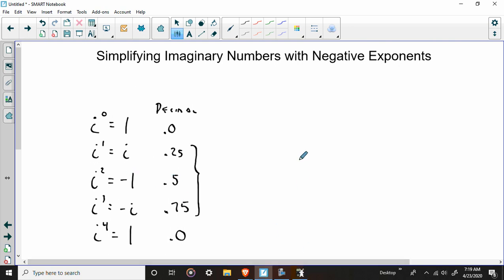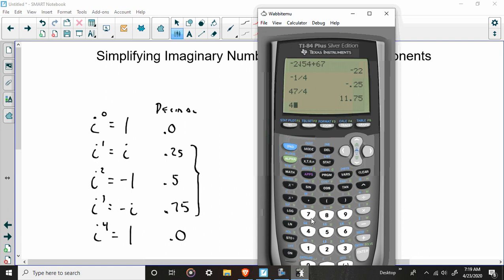So if I said, what is i to the 475th power? I'm going to take 475 divided by 4, and I'm going to get 0.75. If 0.75 is my answer, then the answer to this problem is -i.